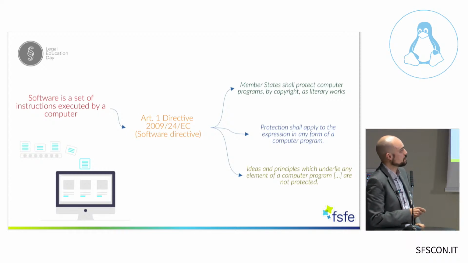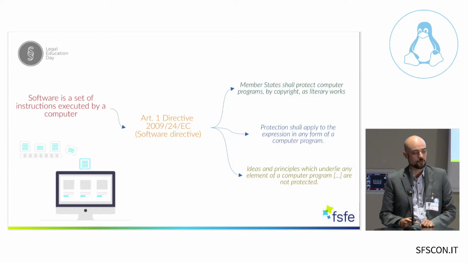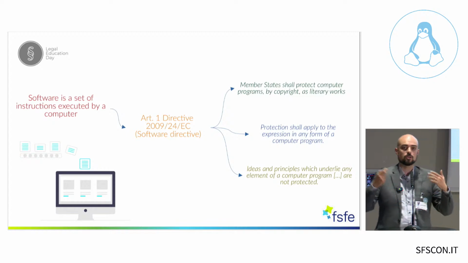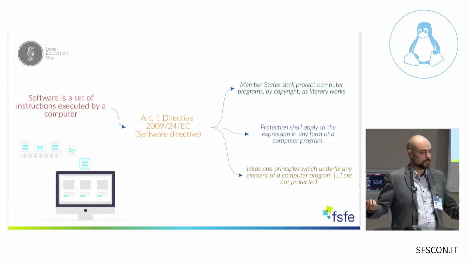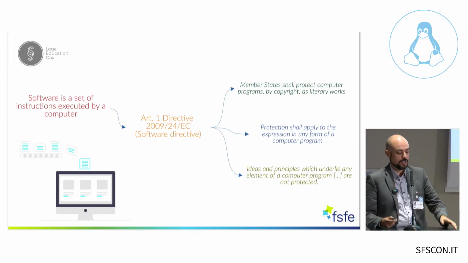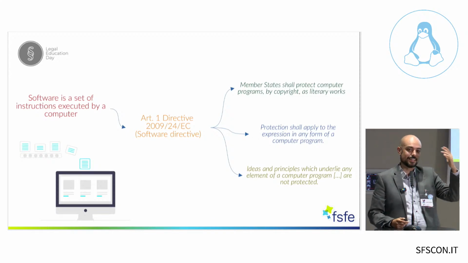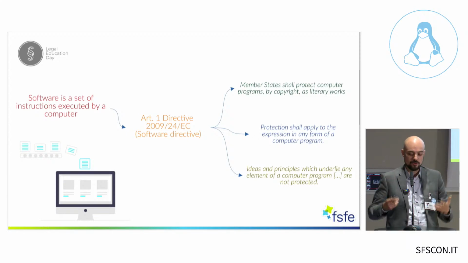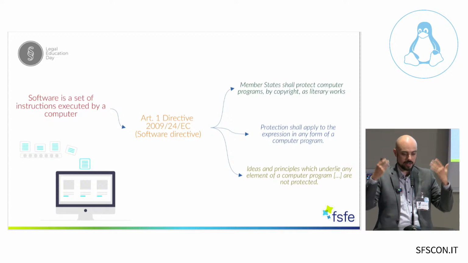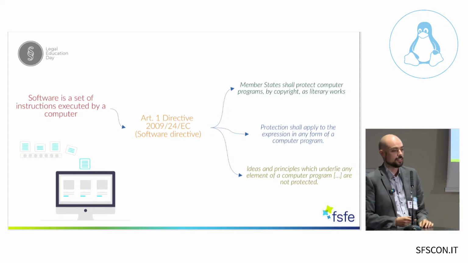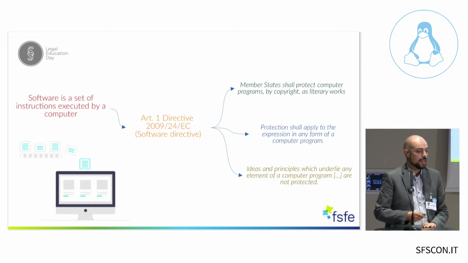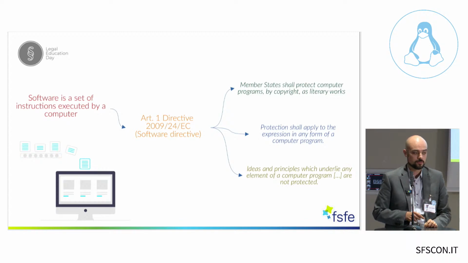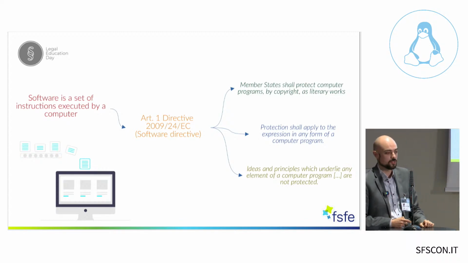And this is very important because the copyright protection shall apply to the expression, to any form of computer program. So we are not talking about ideas. For example, a software developer has an idea and wants to implement this, but the idea that she has in her head is not protected by copyright. But at the moment that these ideas are being implemented, are being put in some medium, then copyright protection starts to apply. And ideas and principles which underlie any element of a computer program are not protected. So these are very important principles.